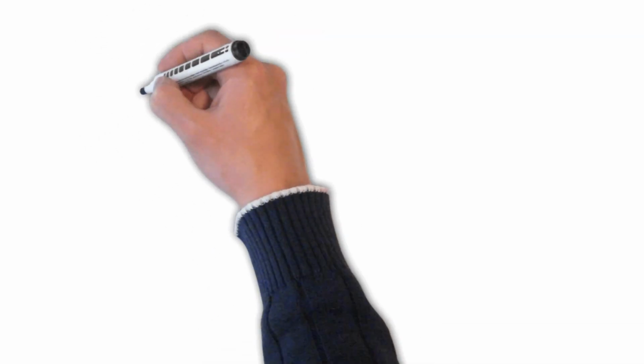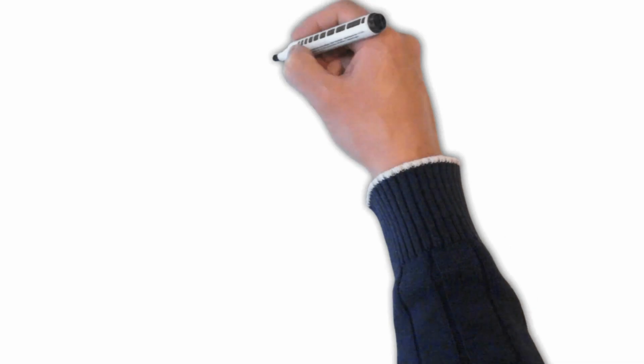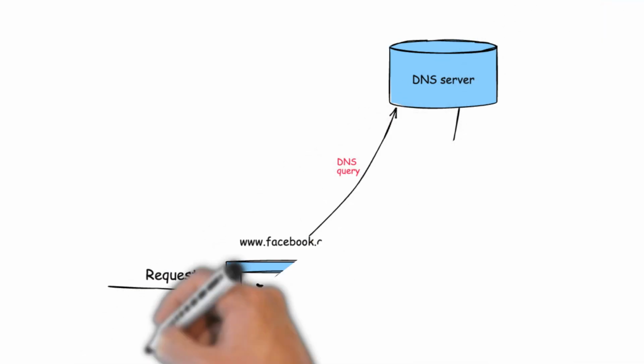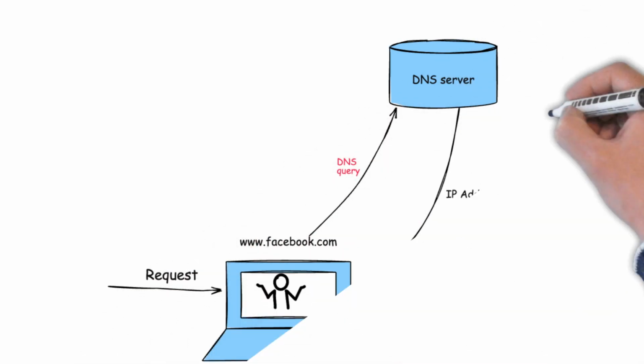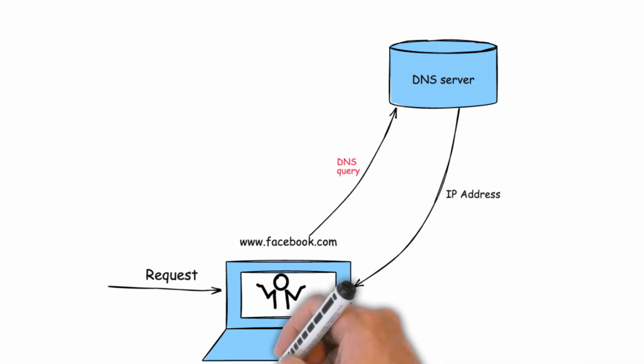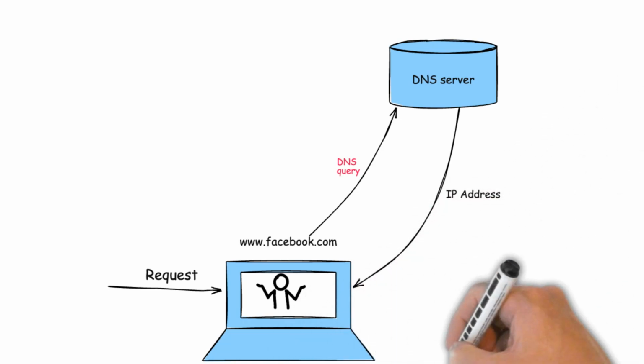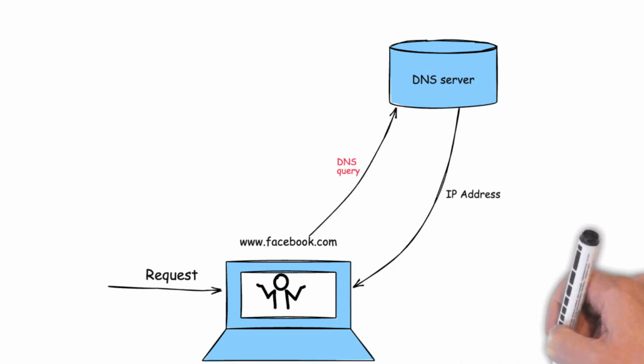When you type a URL like www.facebook.com in the browser, behind the scenes it makes a special request known as a DNS query to a DNS server, and it gives back the IP address of the website server, or in this case the server where Facebook is hosted. Don't worry, I will explain what DNS server and IP address mean.